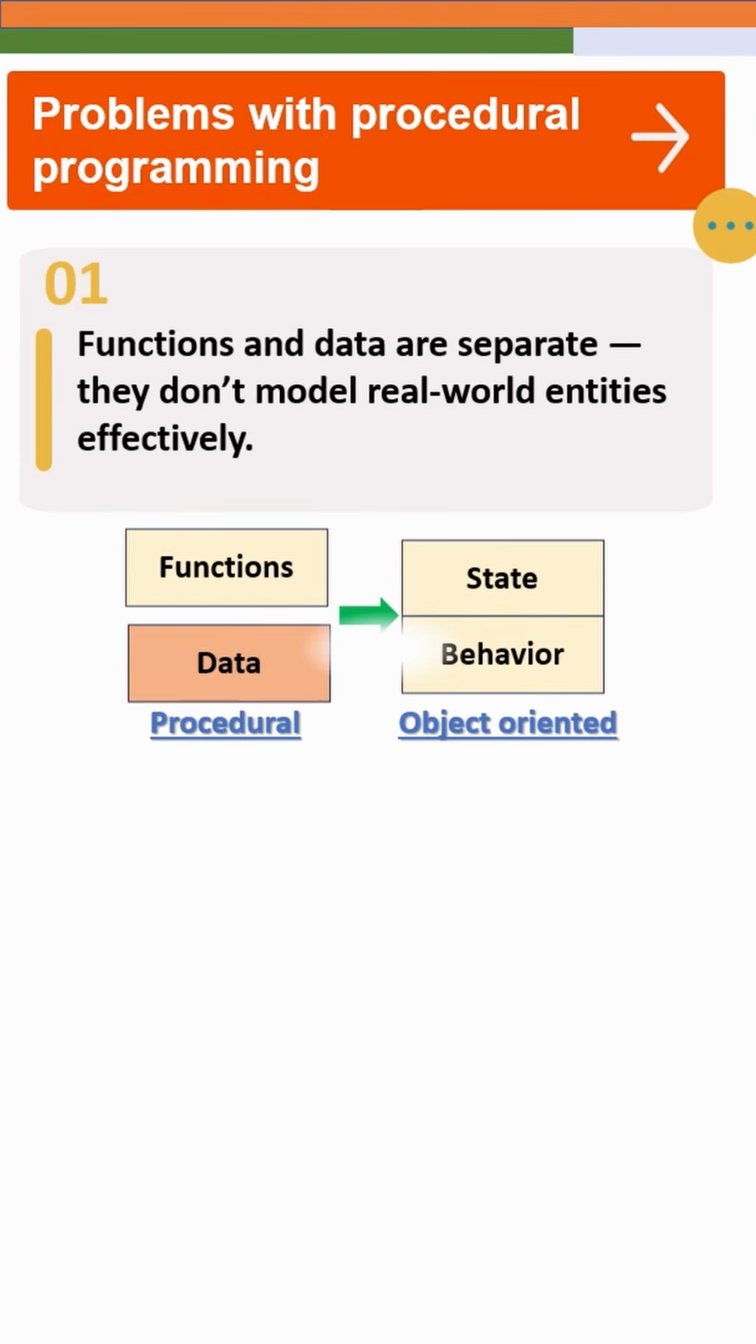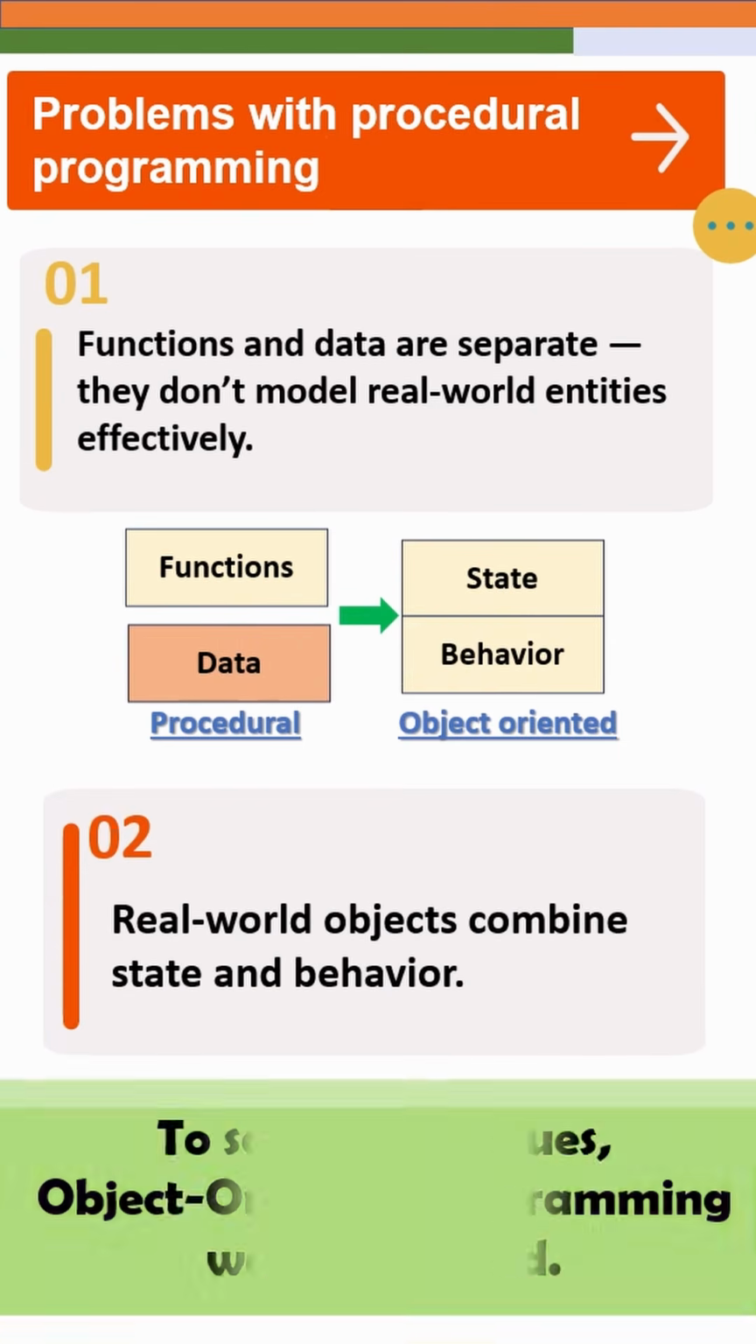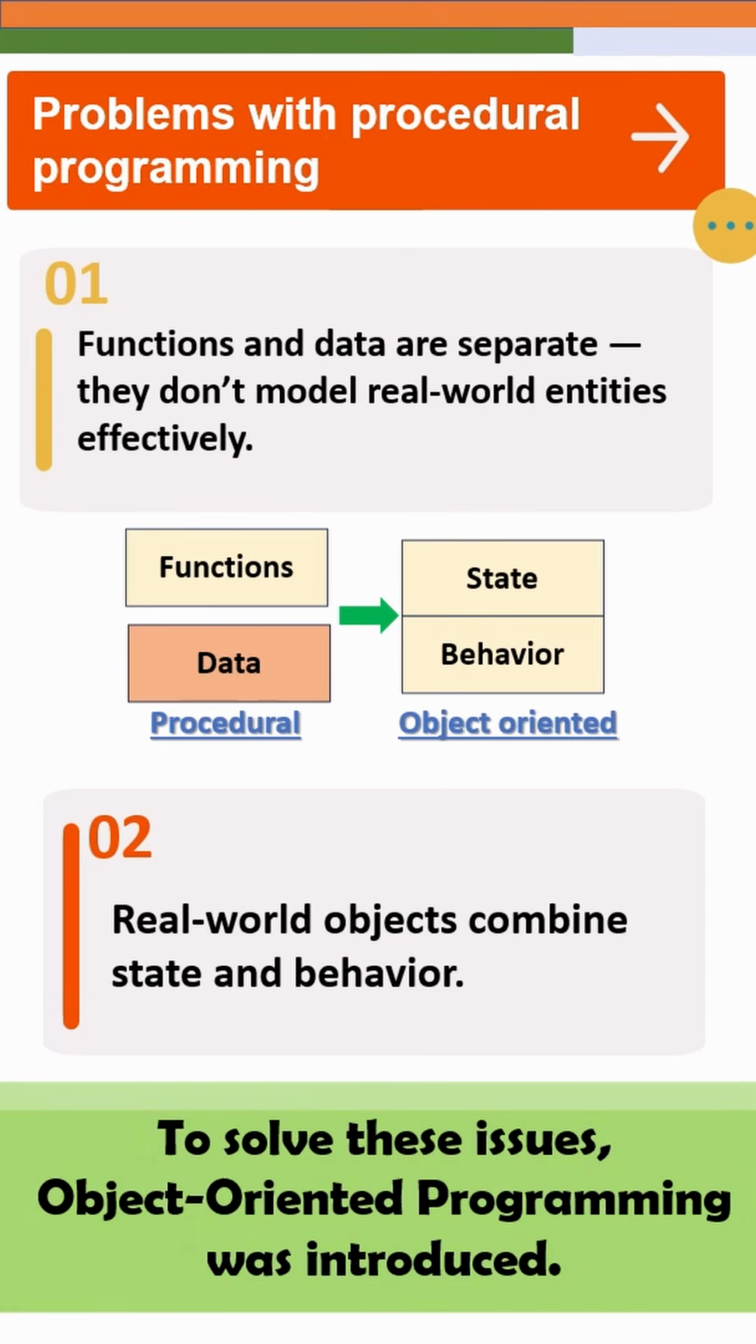Real-world objects combine state and behavior. In the real world, every object has two main aspects: state and behavior. For example, think about a person. A person's state might include their height, age and mood, things that basically describe them. The behavior includes actions like running, sleeping or speaking. Both aspects belong to the same individual, so you can't separate them. But in procedural programming, we treat them as if they are completely independent, but that's not how the real world works.